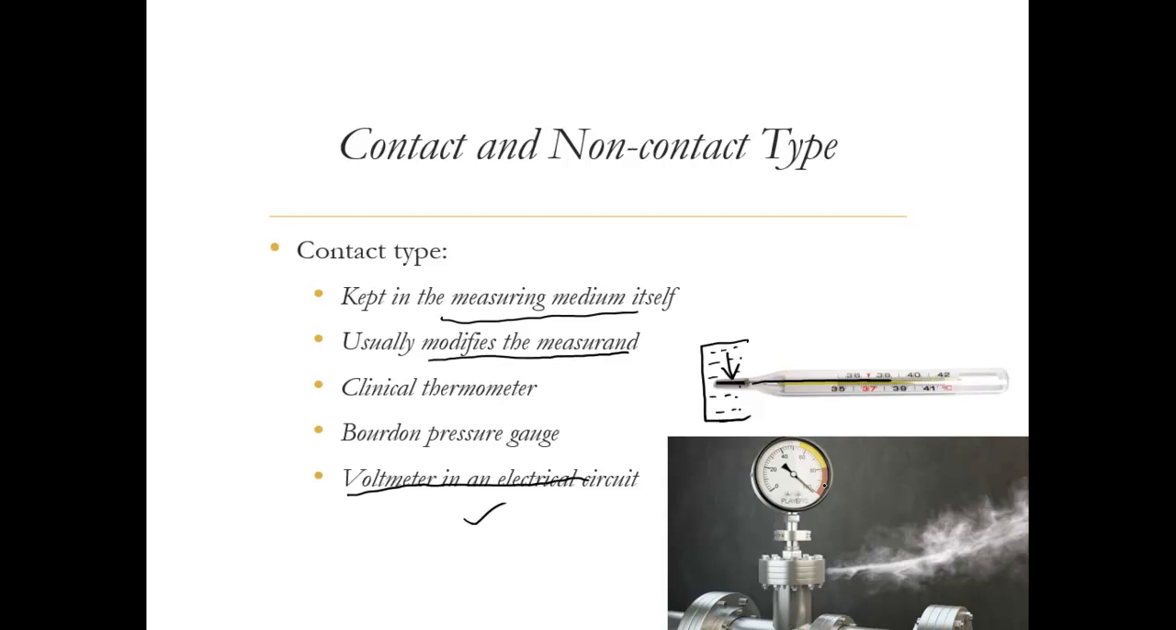So this is an example of a Bourdon tube gauge. So we need to put it in a pipeline to measure the pressure. So it is in contact. So the pressure fluid, some other fluid goes from here and then causes deflection of this pointer. So these are the contact type of instruments.